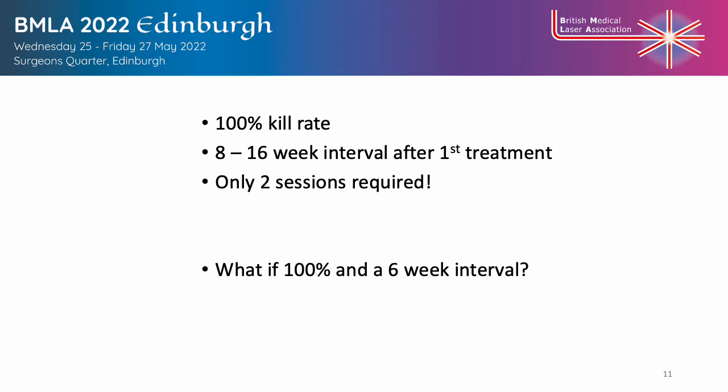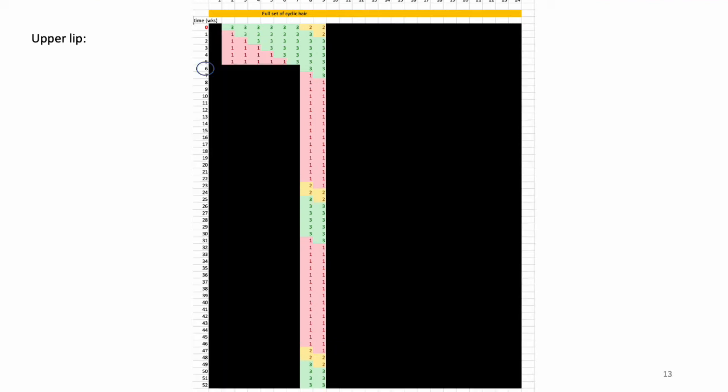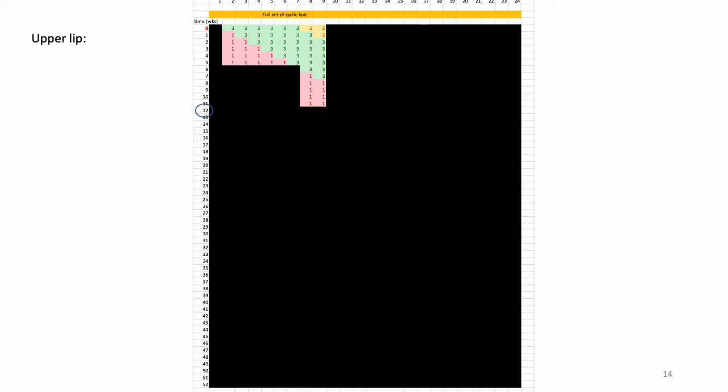What if we do 100% efficiency but with only a 6 week interval? What happens then? So this is after today's treatment. We do the next treatment at 6 weeks, and you can see that we've missed some follicles because they were not in anagen, they're still in telogen at the time of the second treatment. So we treat those 6 weeks later and we can kill all those. In fact, we could have treated those 2 weeks later and killed them.